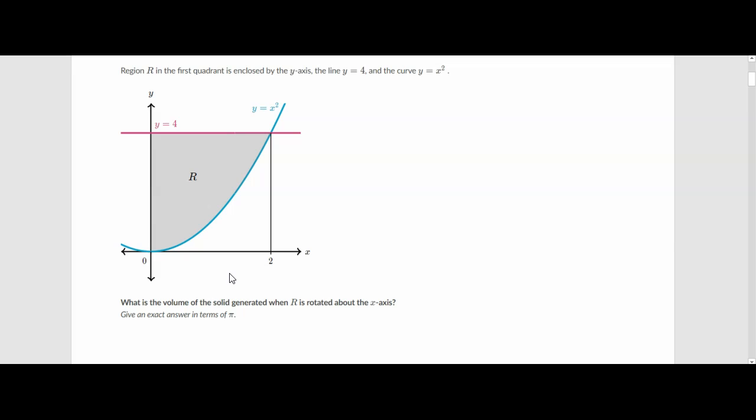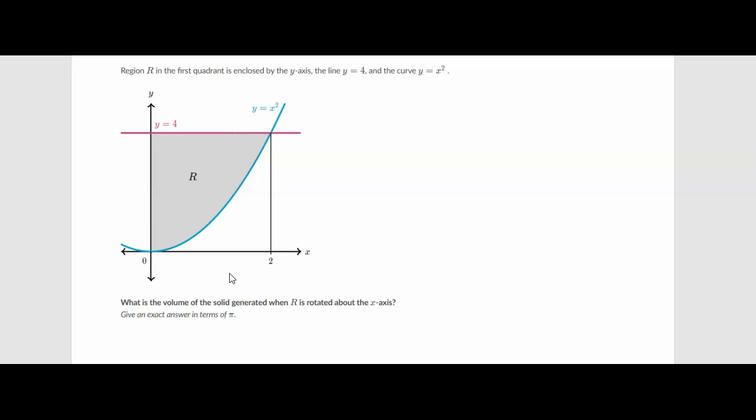So it says region R in the first quadrant is enclosed by the y-axis, the line y equals 4, and the curve y equals x squared. We need to find the volume of the solid generated when R is rotated about the x-axis. We're going to give an exact answer in terms of pi. So first thing to note, we're revolving around the x-axis, so our integral should be in terms of x, not y. And if it says give an exact answer in terms of pi, it means we're going to be doing this completely by hand, no calculator.